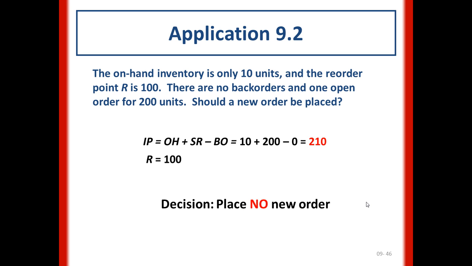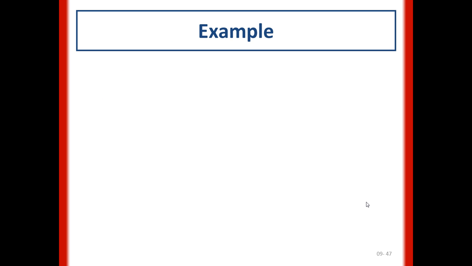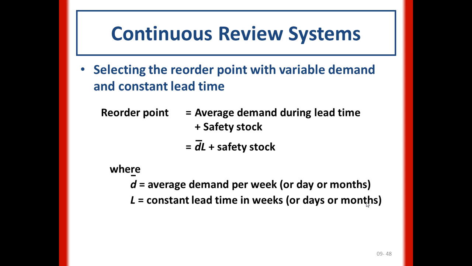This example shows the relationship between inventory position and reorder point. Inventory position is equivalent to the amount of on hand plus scheduled receipt minus back order, which is 210. If the reorder point is 100, when inventory position is higher than the reorder point, no new order is necessary. However, a new order will be placed at Q lot size when inventory position is less than or equal to the reorder point. Reorder point can be calculated by using average demand during lead time plus safety stock. Average demand during lead time is equivalent to average demand, small d, times lead time L.